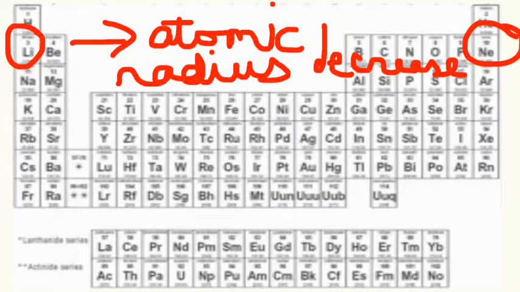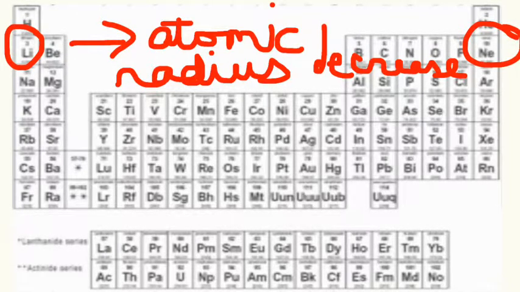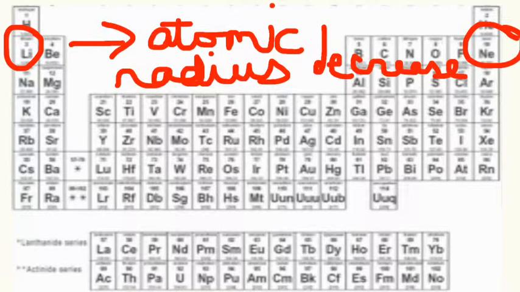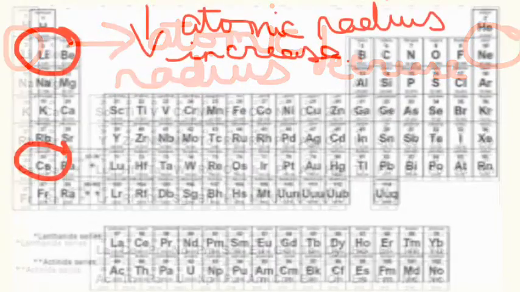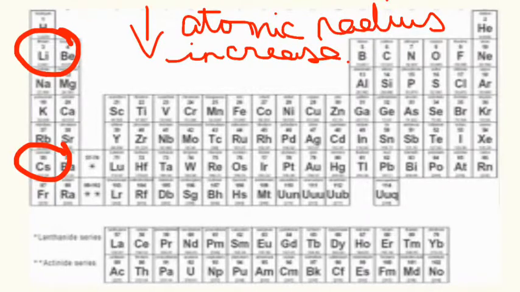Moving from left to right across a period, like lithium to neon for instance, the atomic radius decreases because protons are added to the nucleus, so the valence electrons are more strongly attracted to the nucleus, decreasing the atomic radius. Moving down a group, like lithium to cesium, the atomic radius increases.